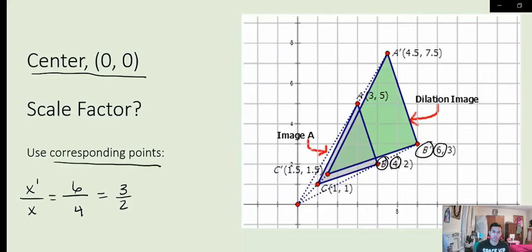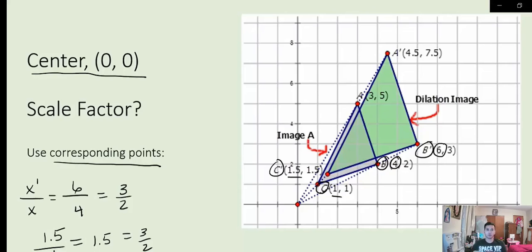Even if you go and check and use another scale factor, let's say I'll be using C and C prime, which will give me 1.5 over 1. Any number that has a denominator of 1 is equal to itself, that is 1.5. So 1.5 over 1 is 1.5, which is the same as 3 over 2. So the scale factor here would be 3 over 2.